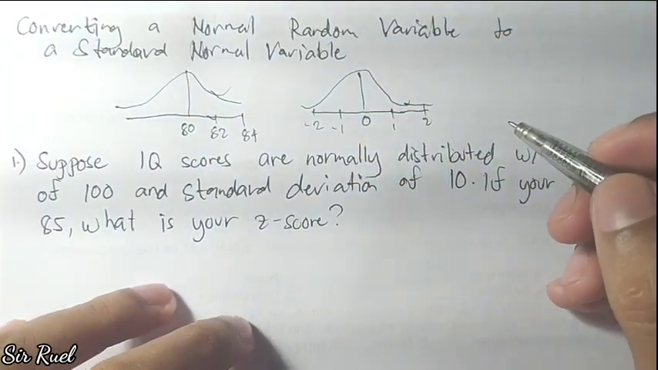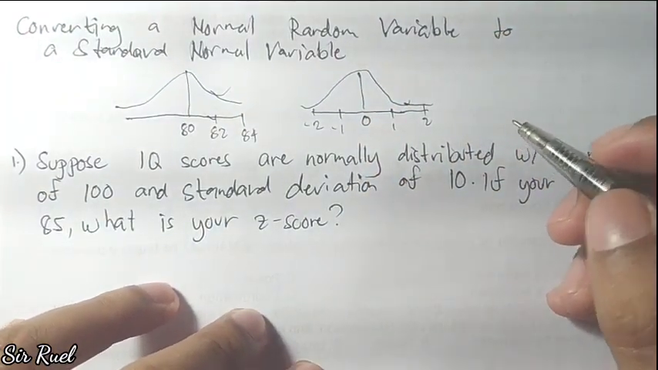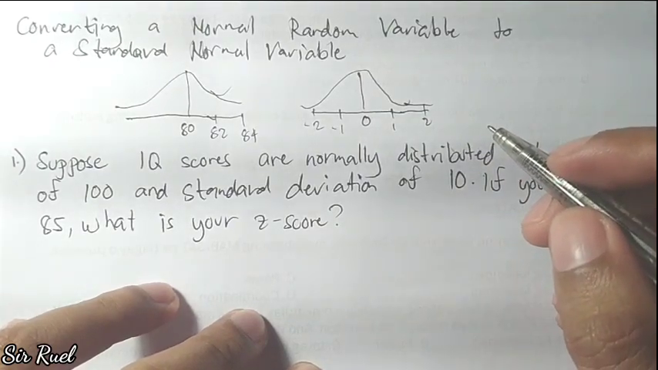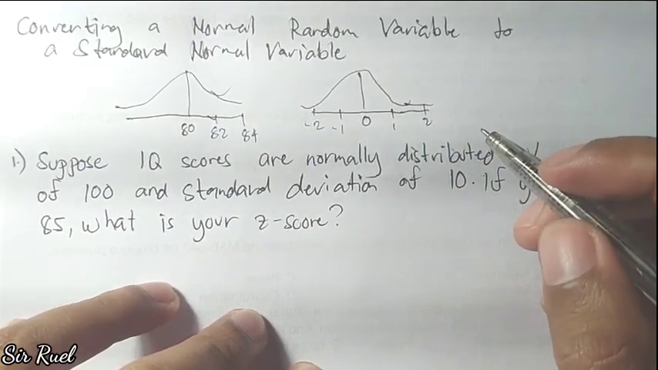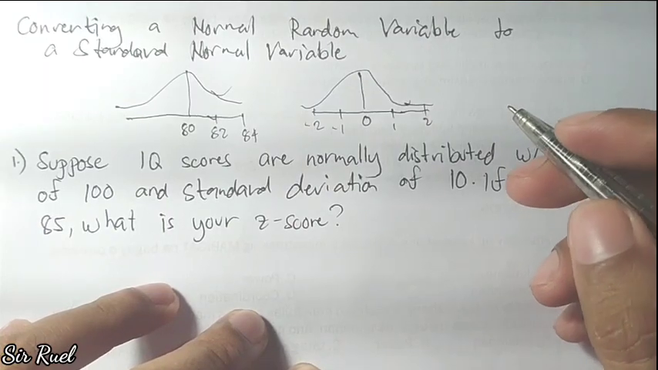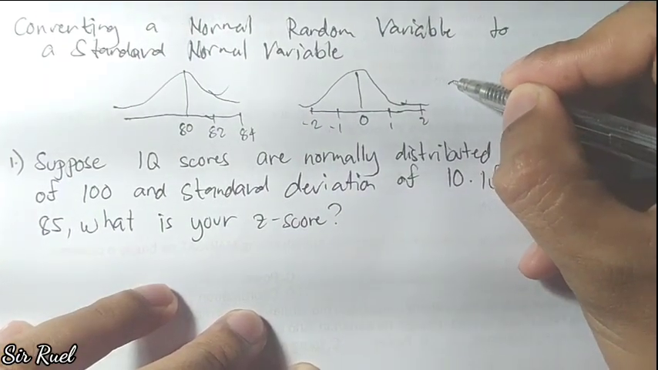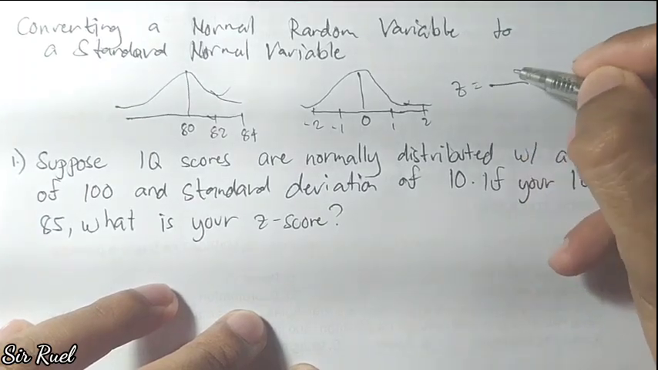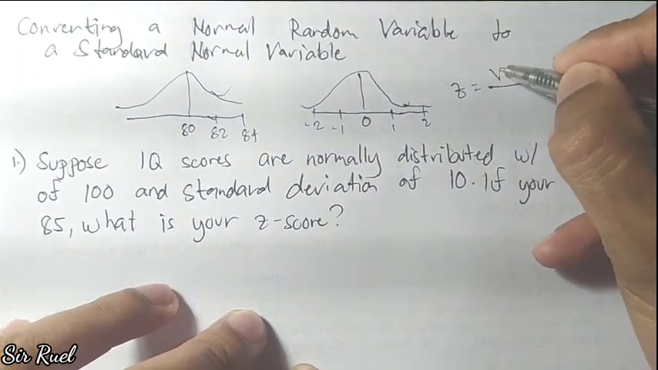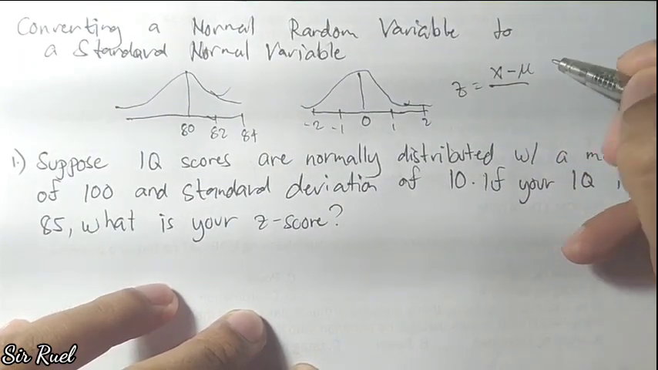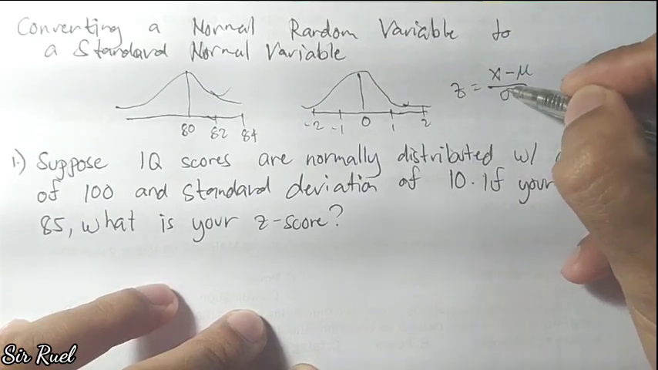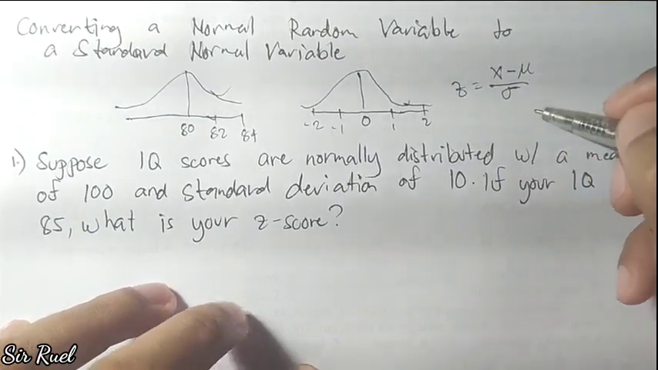Okay, so the formula in converting normal random variable to standard normal variable is, you have this formula, z is equal to raw score minus mean divided by standard deviation.